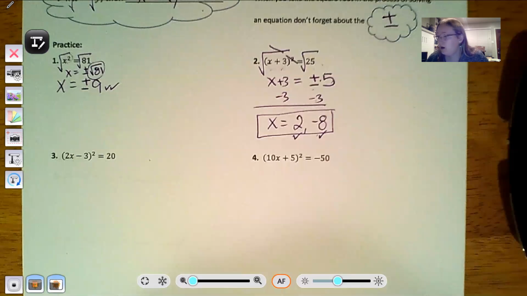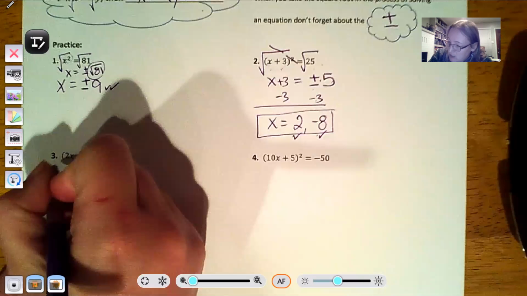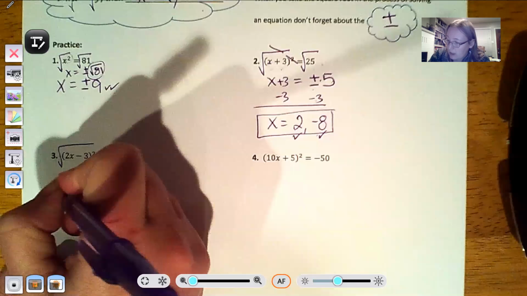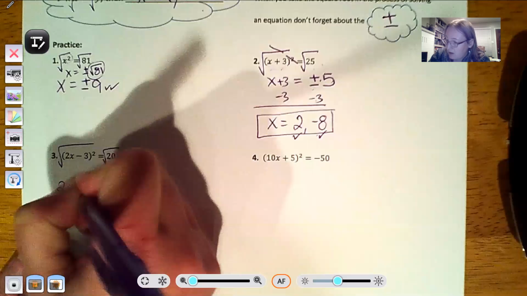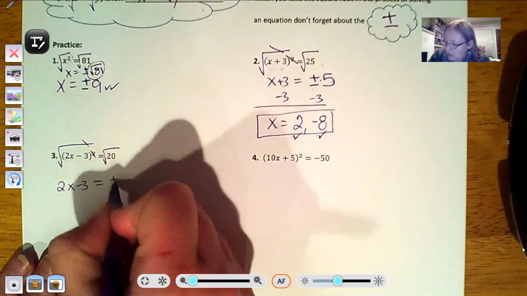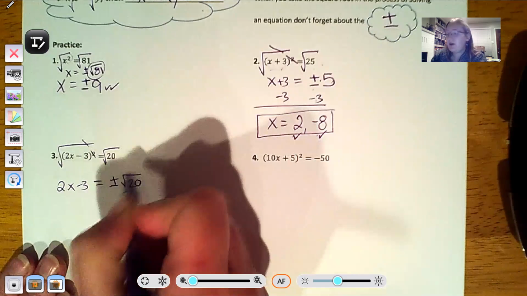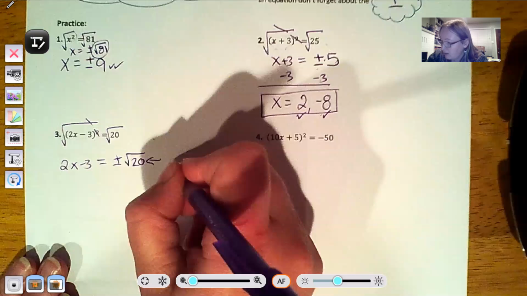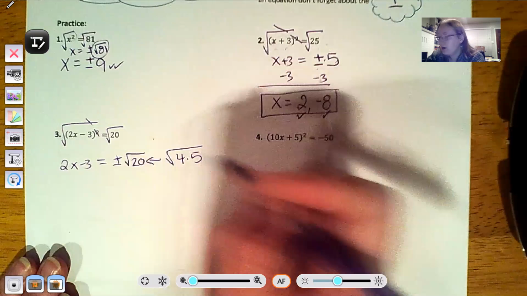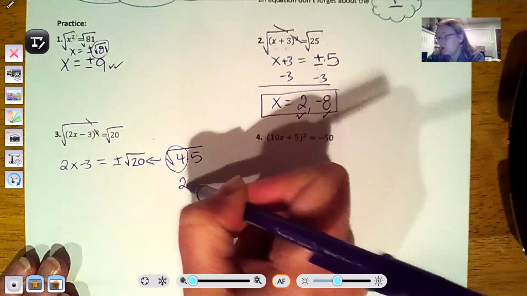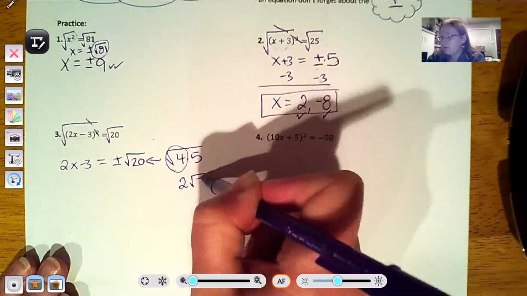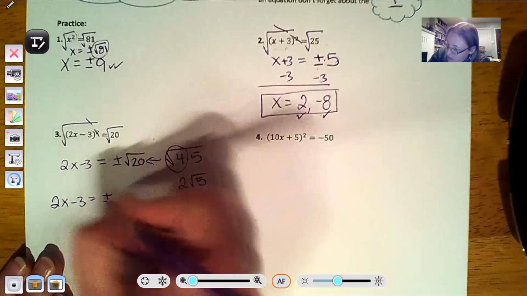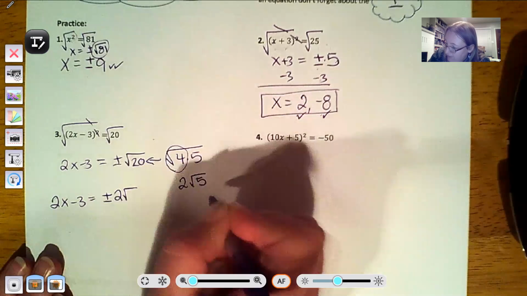Then let's talk about this one where when I take a square root, it's not a perfect square. So we're going to have to make use of the properties that we learned earlier about simplifying square roots. So look for a square factor. In this case, the highest one is 4. Or make a factor tree and you'll see you have 2 2s and a 5 left over. So this is 2x minus 3 equals plus or minus 2 root 5.